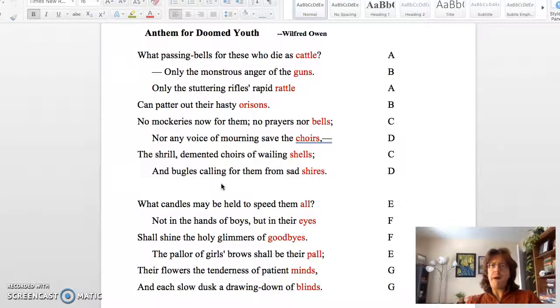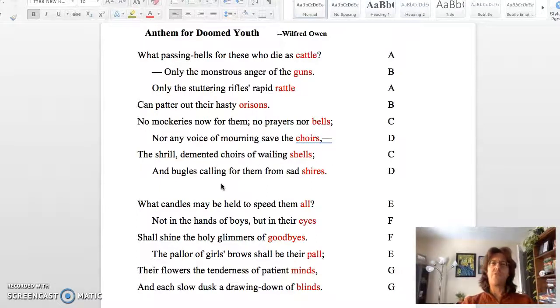This poem says, "What passing bells for these who die as cattle? Only the monstrous anger of the guns, only the stuttering rifles' rapid rattle can patter out their hasty orisons. No mockeries now for them, no prayers, nor bells, nor any voice of mourning save the choirs, the shrill, demented choirs of wailing shells, and bugles calling for them from sad shires."